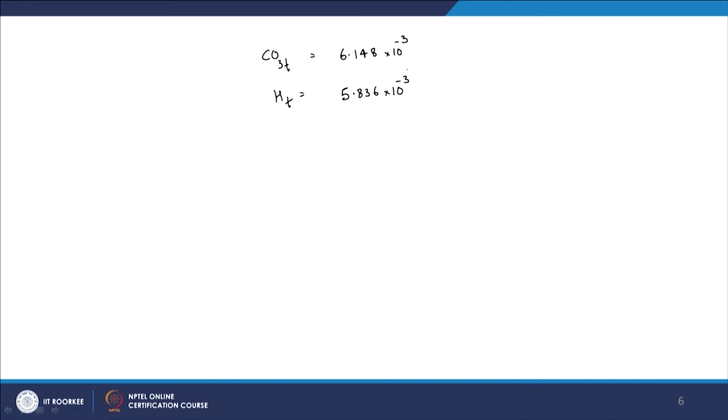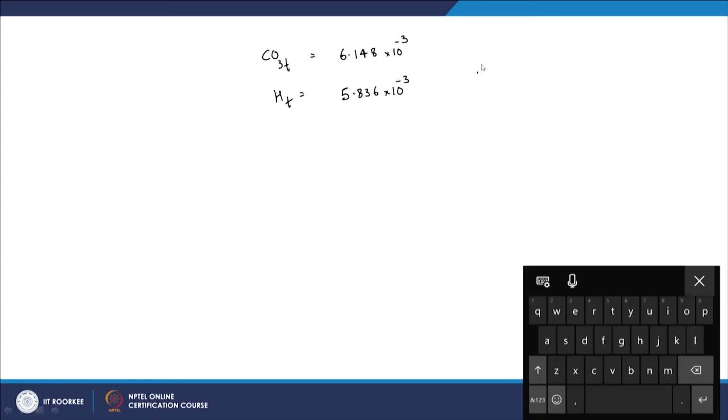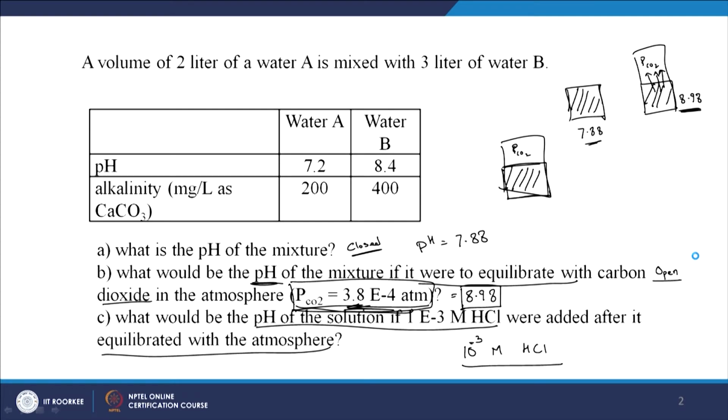So again let us go back to the question and understand where we are at. Here the key is that we need to analyze the system from part B. Why is that? Because part C says we are adding HCl after the solution has equilibrated with the atmosphere. So that is why I am going to go with that. And how much HCl am I adding? 10 power minus 3 molar HCl.